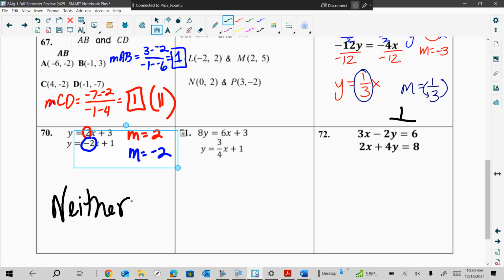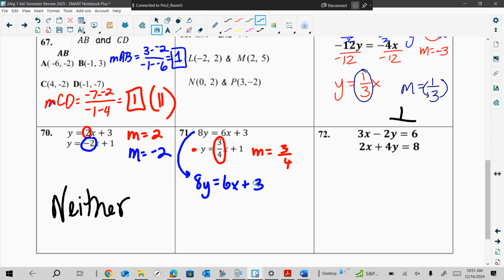Now, on number 71 here, the second equation is in the right form. What's the slope in the second equation? Yes, the 3/4. The problem is the first equation is not solving for y. So what will we have? I'm going to rewrite it down here. I have 8y equals 6x plus 3. How would I solve this for y? Yeah, divide everything by 8.